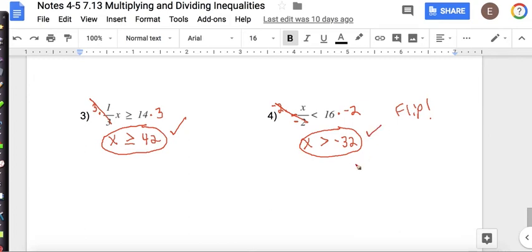It sure is. So remember, when solving multiplication and division inequalities, solve them just like we did one-step problems. But remember, when the variable is negative, we've got to remember to flip the symbol because we're multiplying or dividing both sides by a negative.